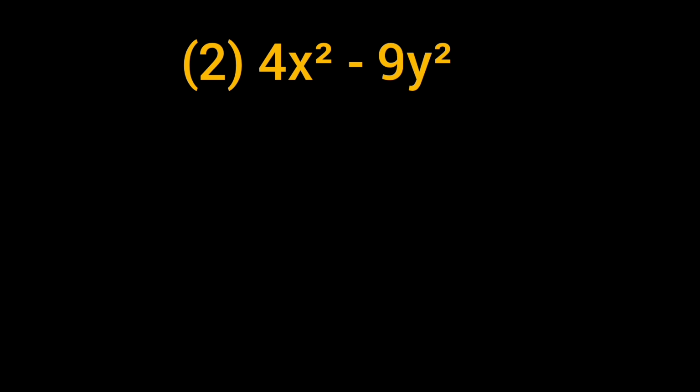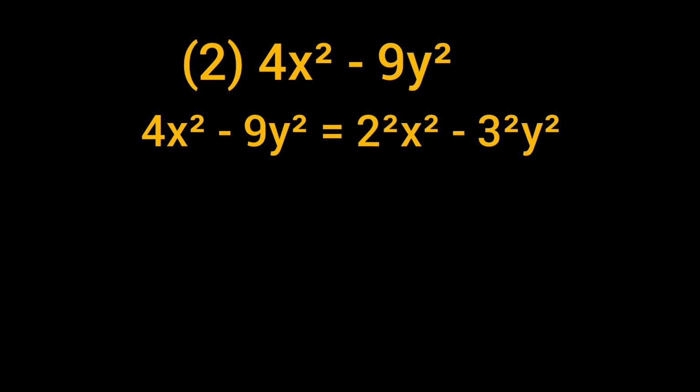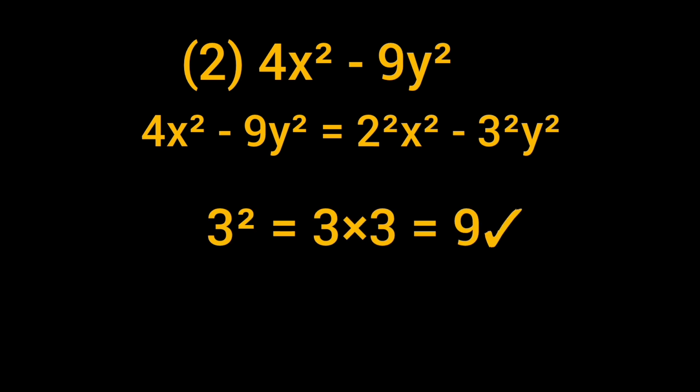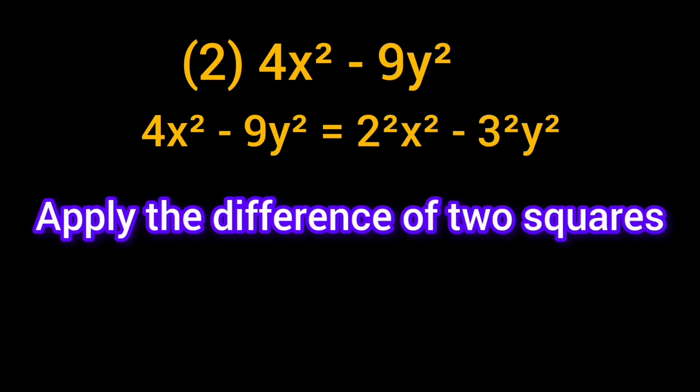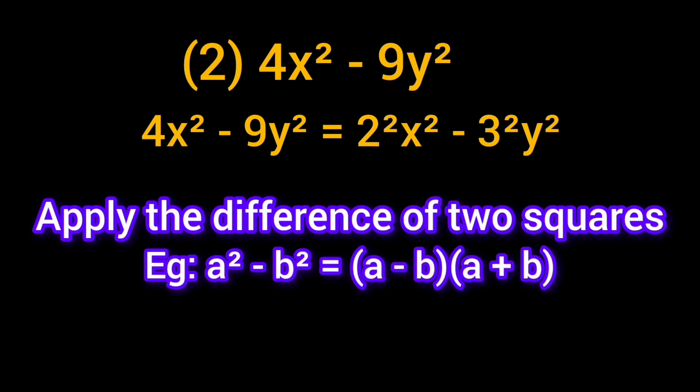Question number 2. We are given 4x squared minus 9y squared. We can rewrite this expression as 2 raised to power 2 x squared, because 2 raised to power 2 gives us 4, minus 3 raised to power 2 y squared, because 3 raised to power 2 means 9. Then you can see both of them are squares, and there is minus in between them. We apply the difference of two squares. We say that when we have a squared minus b squared, you open your bracket and put a minus b, close bracket, open bracket, a plus b.